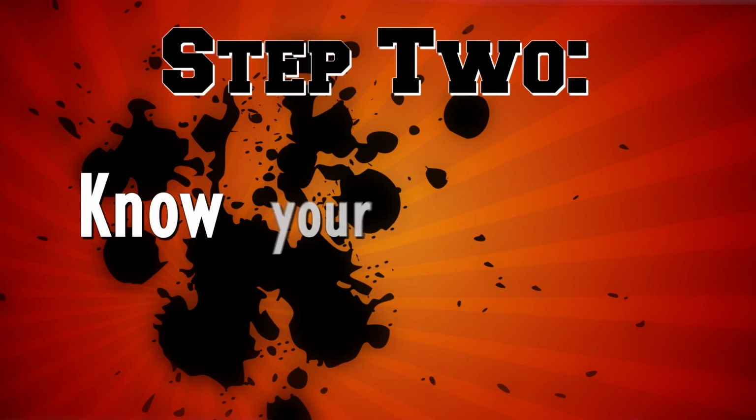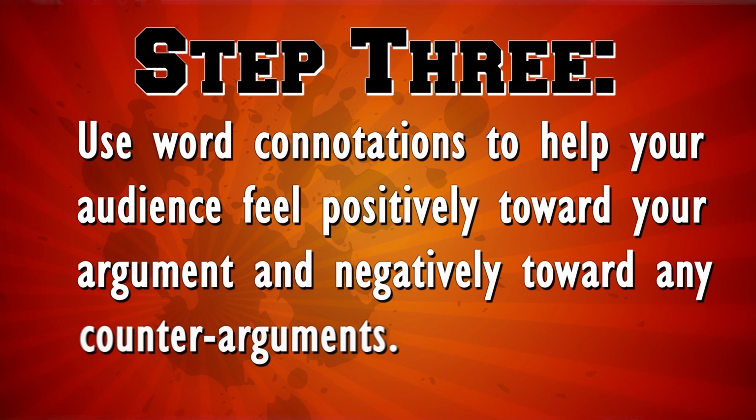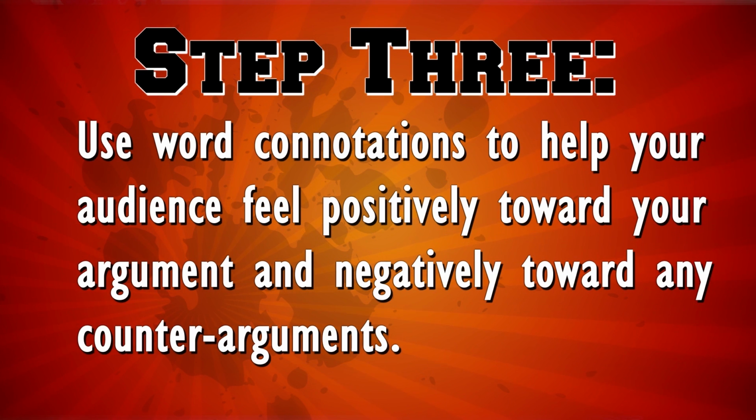Step 2, know your audience. What is important to your audience? What do they want? What attitudes or biases do they bring to the table? Step 3, use word connotations to help your audience feel positively toward your argument and negatively toward any counter-arguments.